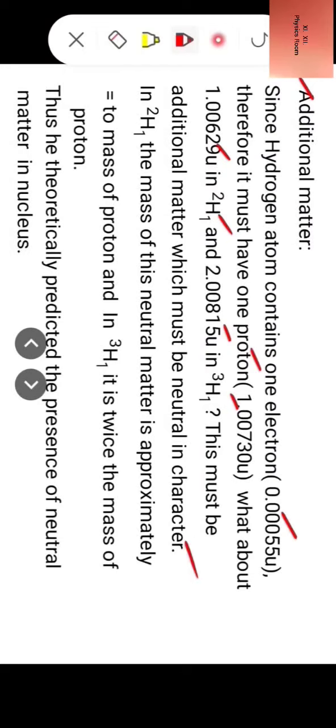Since matter is electrically neutral, atom is electrically neutral. In 2H1, the mass of this neutral matter is approximately equal to mass of proton, and in 3H1 it is twice the mass of proton. Thus he, that is Ernst Rutherford, theoretically predicted the presence of neutral matter in nucleus.